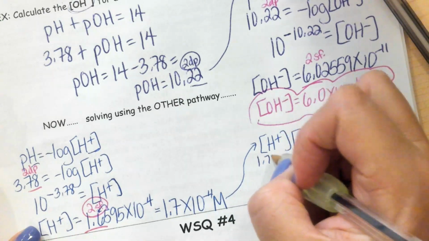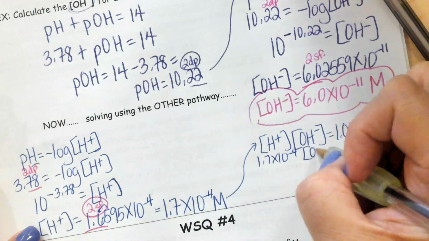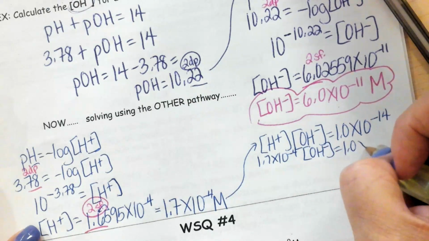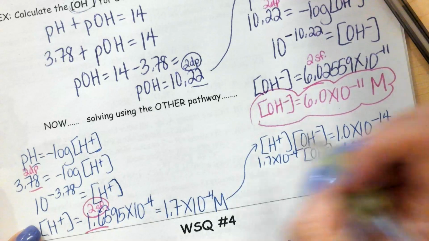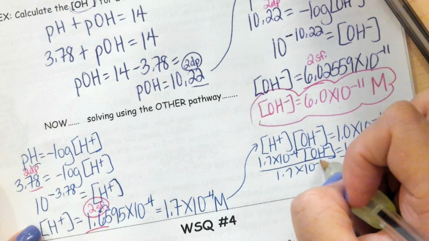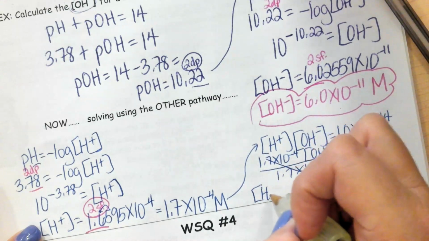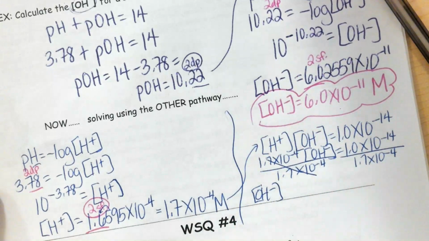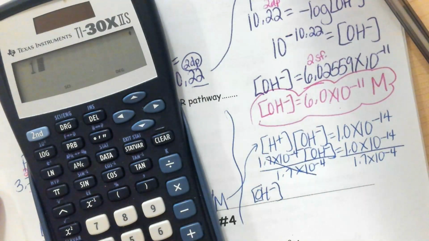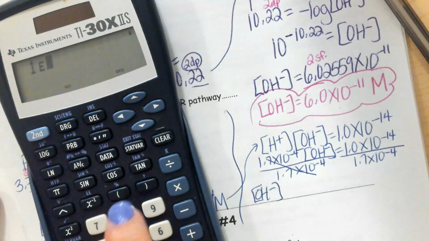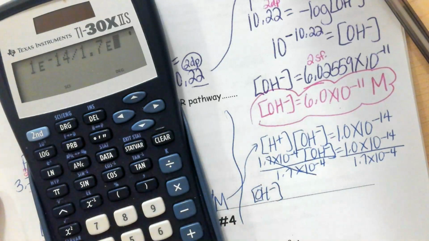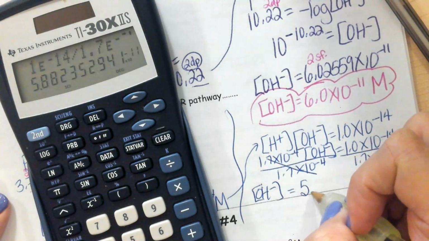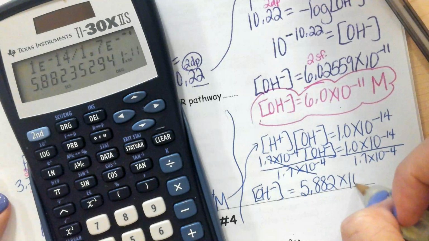This is a hydrogen, 1.7 times 10 to the negative 4 times the hydroxide equals that 1 times 10 to the negative 14. So we're going to divide by 1.7 times 10 to the negative 4. And that will cross off here and, of course, give me my hydroxide concentration. So I just have to enter it in my calculator, right? 1 second EE, so that's the times 10, negative 14, divide 1.7 EE, so that's the times 10, no times, no 10, no caret, negative 4, and we have an answer of 5.882 times 10 to the negative 11th.